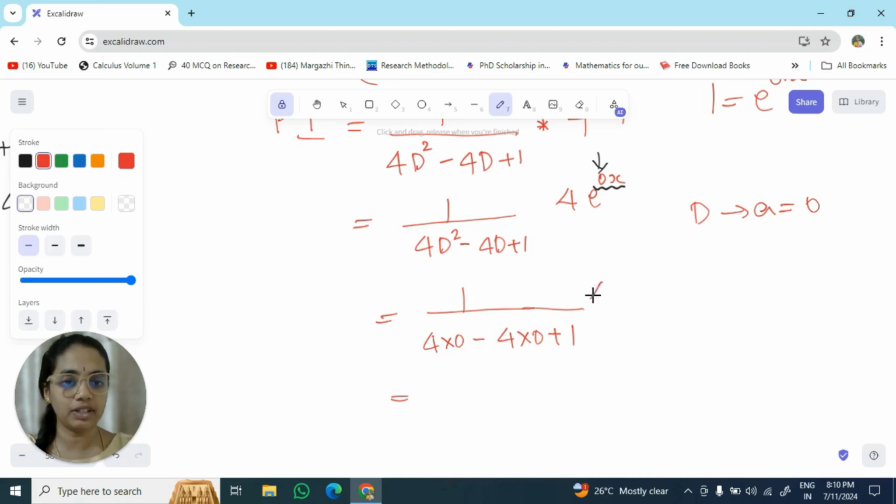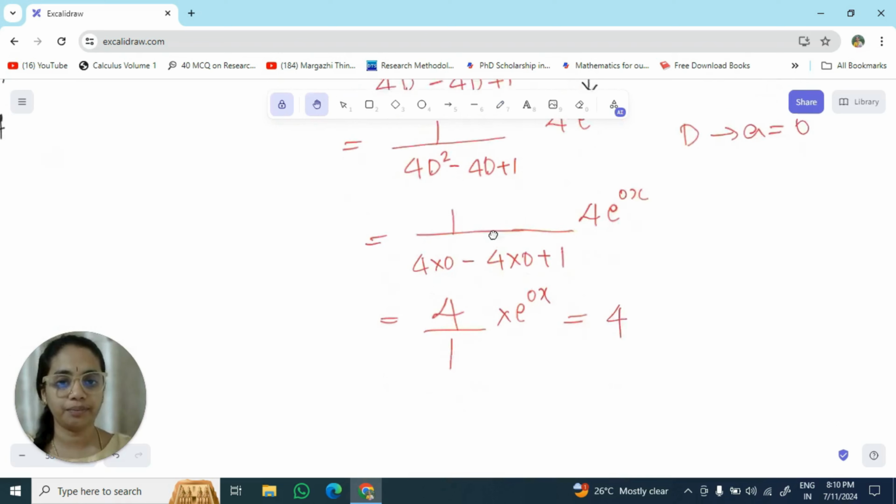So we get 1 itself. Agree? 4 divided by 1. So here just write e power 0x. So we will be left with basically 4 itself. At the end, you can just neglect that e power 0x, just write it as 1. Agree? Or let me just write one more step. 4 divided by 1 into e power 0x, which is nothing but 1, which is nothing but 4 again.